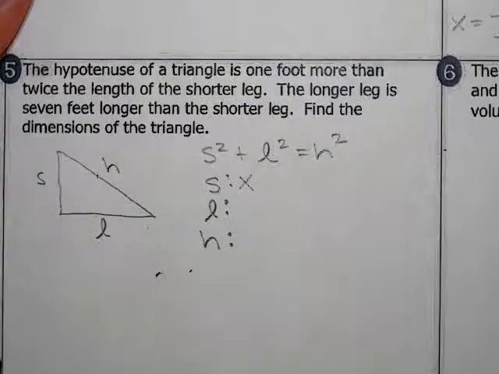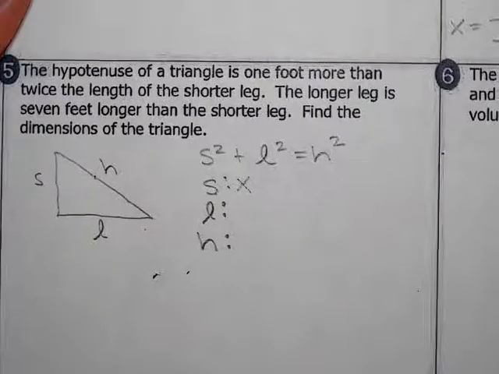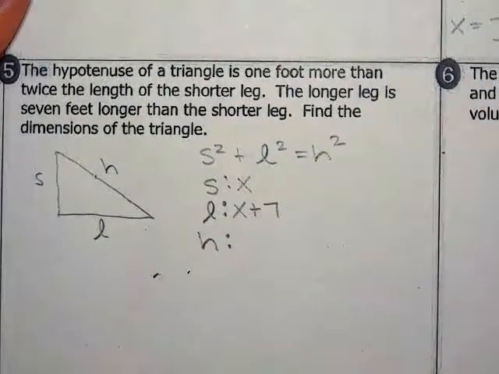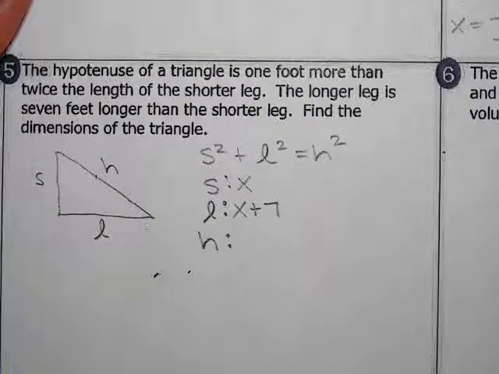Okay. It says the longer leg is 7 feet longer than the shorter leg. So what should I put for the long leg? Yes, Avery. X plus 7. The hypotenuse of the triangle is 1 foot more than twice the length of the shorter leg. What should I put for the hypotenuse? Macy. 2x plus 1. Okay.